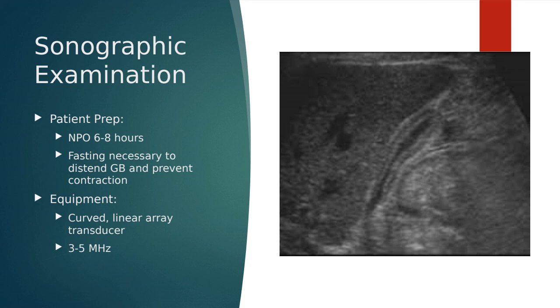This picture right here is what a contracted gallbladder is going to look like. Very small, very hard to visualize because we don't have that anechoic circle popping up on our screen. So it makes it pretty impossible for us to get diagnostic pictures of a contracted gallbladder.